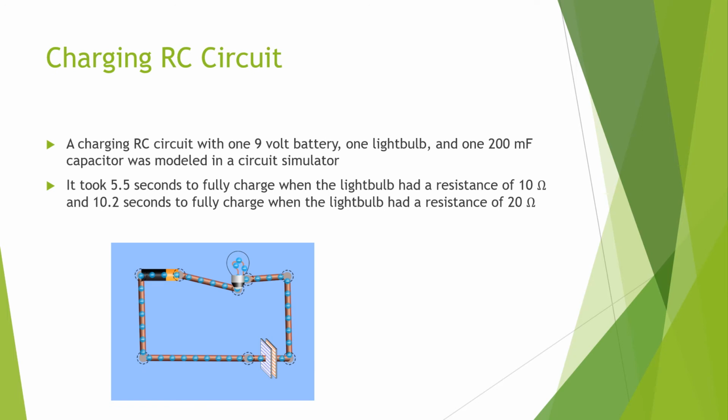We also modeled charging RC circuits using one 9-volt battery, one light bulb, and one 0.2 farad capacitor. When using a light bulb with a resistance of 10 ohms, it took 5.5 seconds to fully charge. But when using a light bulb with a resistance of 20 ohms, it took 10.2 seconds to fully charge. This makes sense as the capacitor took longer to charge when the circuit contained a stronger resistor.